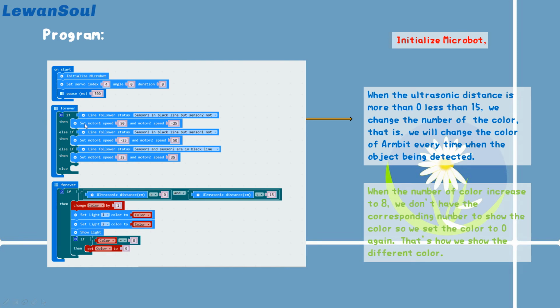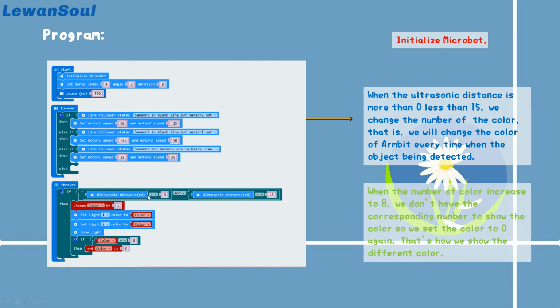If we cannot satisfy this condition, it will jump into this one. If the line follower status behaves like sensor 2 in the black line while sensor 1 is not in the black line, then we can change the speed like this. And if both of them are in the black line, then we can change the speed like this. So this part is very clear and easy to understand. And then we will jump into another program.